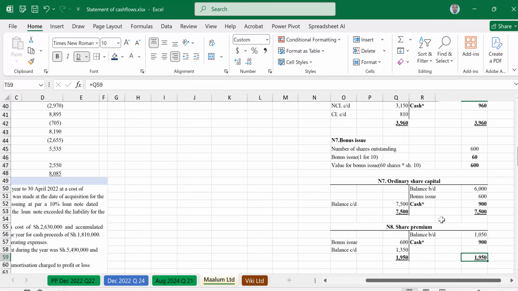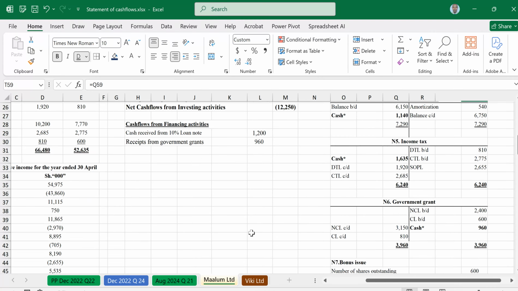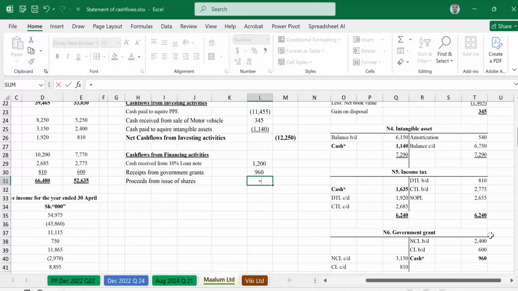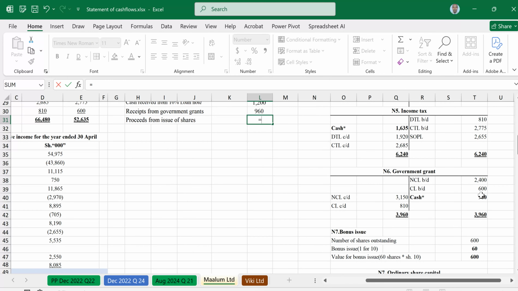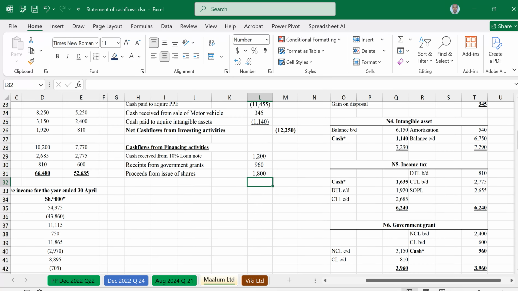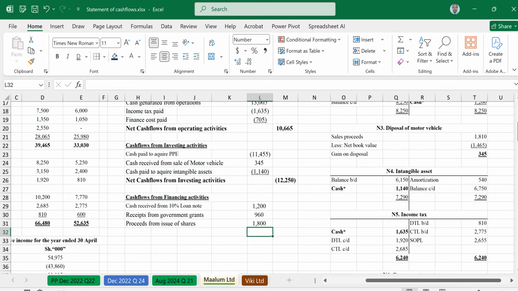Now remember, the bonus issue was financed from the share premium. So proceeds from issue of shares, 600 plus 900, that forms 1800. That is our 1800 proceeds from the issue of shares.